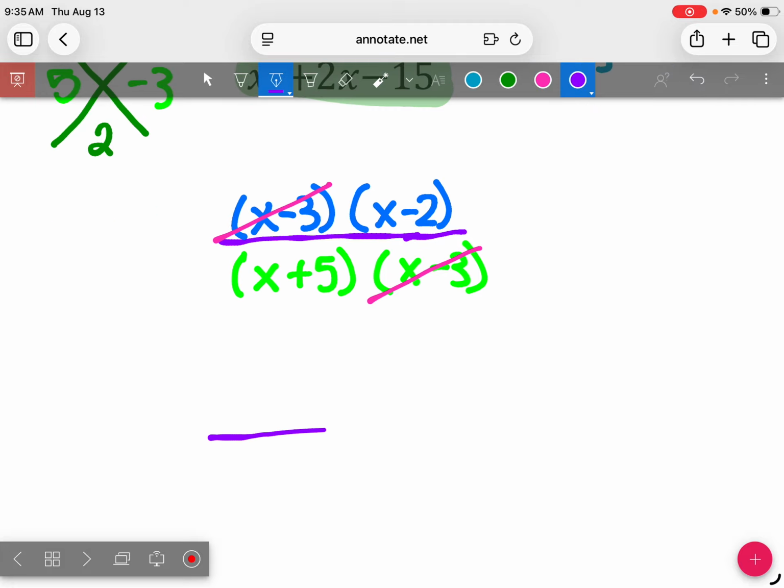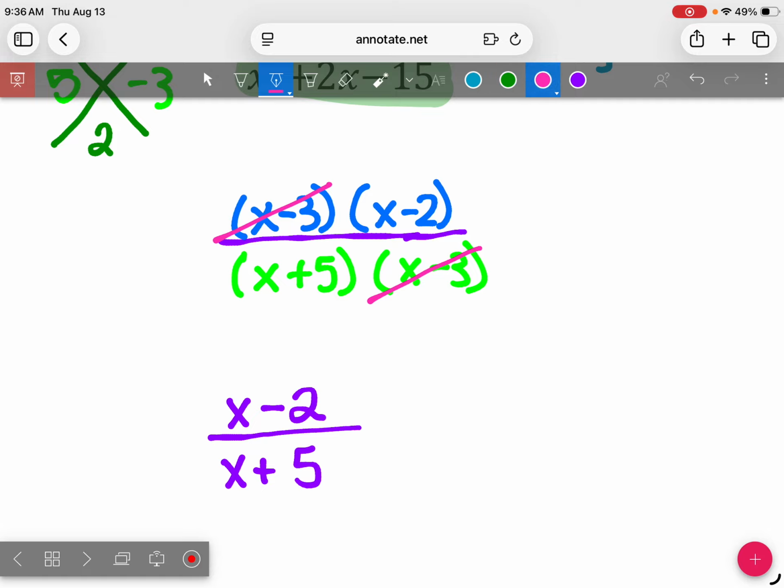Our simplified fraction, we're going to have that x minus 2 that's left in our numerator. And we're going to have our x plus 5 that's left in that denominator. I don't have any other pieces, so I've dropped my parentheses. If you want to leave those in there, that's totally fine. It's not wrong. I just tend to drop the parentheses right there. So we have to get it in factored form to be able to simplify.